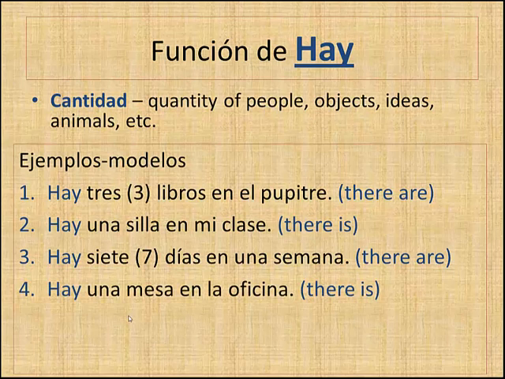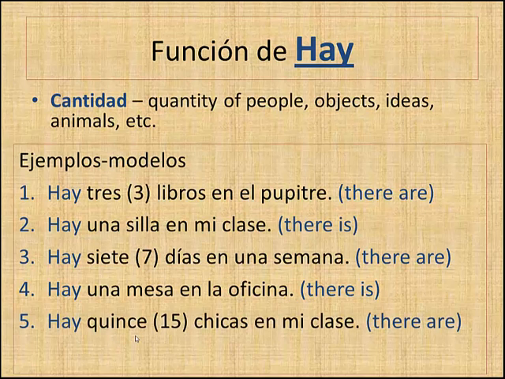Hay una mesa en la oficina. There is a table in the office. Again, we use the artículo indefinido, the indefinite article, to express the fact that there's only one in there. But I say una mesa. And then again, mesa is singular. We use there is in English. Again, in Spanish, we're still using just hay. And número 5, hay 15 chicas en mi clase. There are 15 girls in my class. And that is really the function of hay.